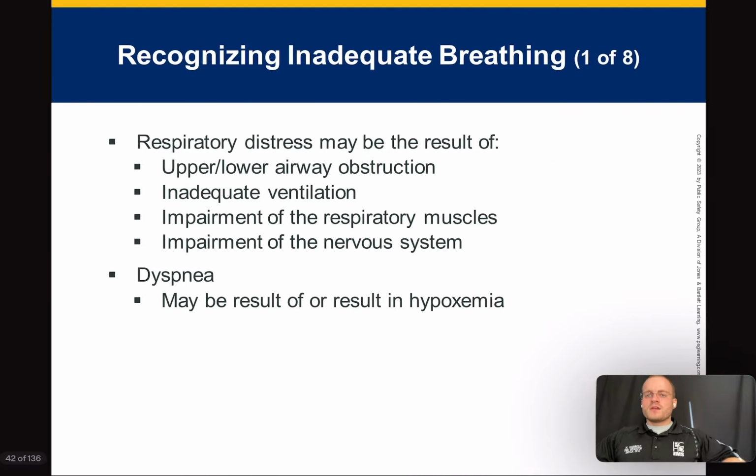Okay. Now, of course, respiratory distress can be a cause of a lot of things: upper or lower airway obstruction, inadequate ventilation. So we're going to have inadequate breathing effort, impairment of the respiratory muscles. This could be for a lot of reasons. We've talked about why. Impairment of the nervous system. A lot of reasons. We've talked about why. And dyspnea. Remember, dyspnea means the medical word for shortness of breath. It may be the result of or result in hypoxemia.